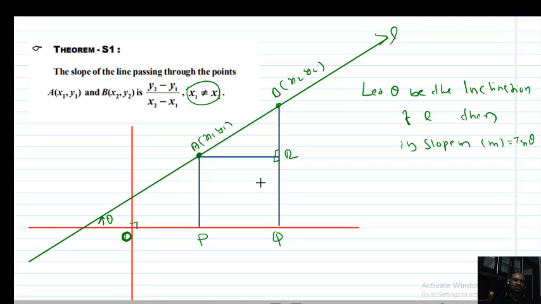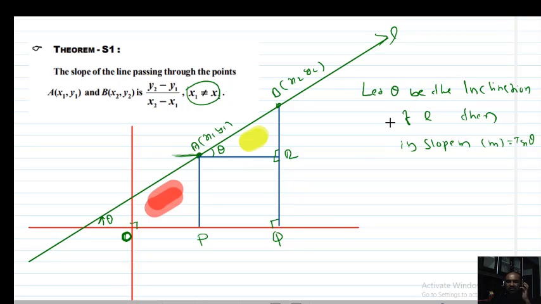Okay students, now observe these two triangles. I will show you. This triangle and this triangle are similar because A and the x-axis are perpendicular to BQ only, which means these two are parallel. You can extend, no problem. These two are parallel with this transversal, that's why this angle is also theta, corresponding angles.